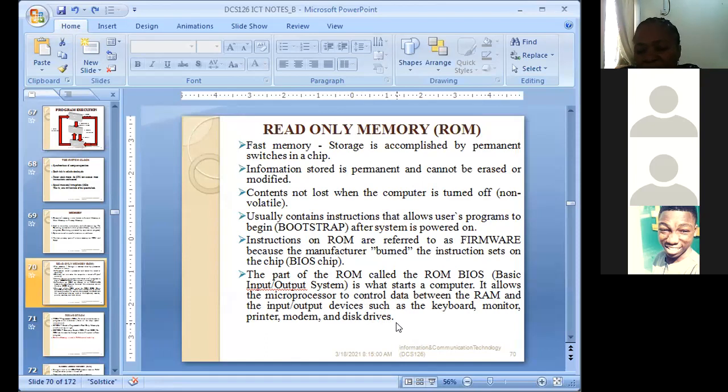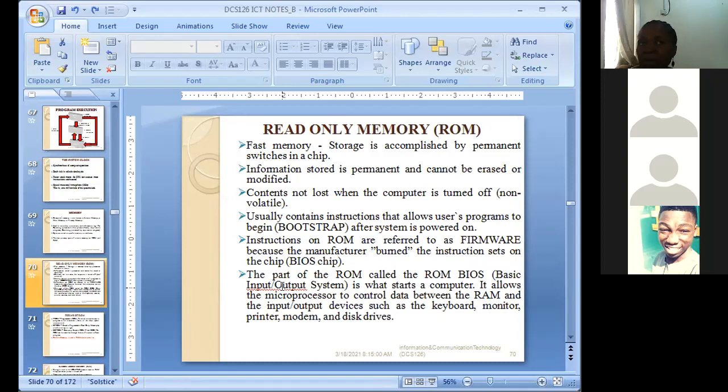Now, students, as you can see the name BIOS, ROM BIOS. BIOS means basic input output system. So everything that concerns the input and the output, all the instructions that your computer requires to control your input devices like your keyboard, your mouse, and so on, your output devices like your printer, are all stored in the ROM BIOS.